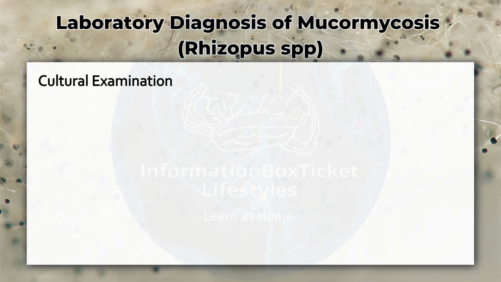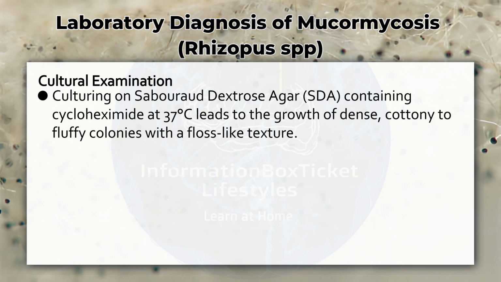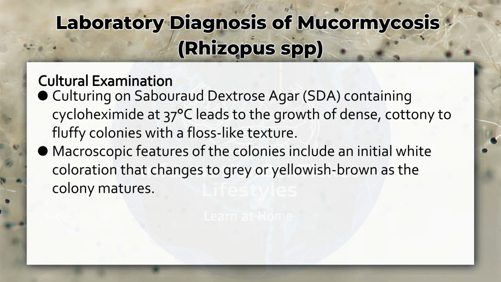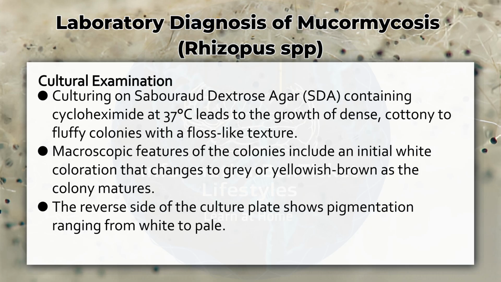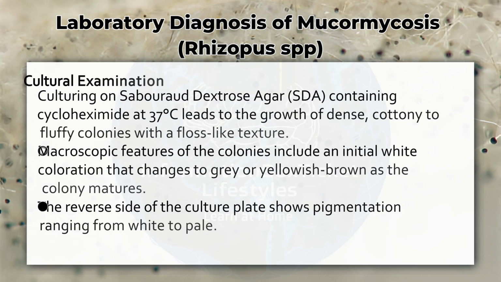Cultural examination. Culturing on Sabouraud dextrose agar, SDA, containing cycloheximide at 37 degrees Celsius leads to the growth of dense, cottony to fluffy colonies with a floss-like texture. Macroscopic features of the colonies include an initial white coloration that changes to gray or yellowish-brown as the colony matures. The reverse side of the culture plate shows pigmentation ranging from white to pale.